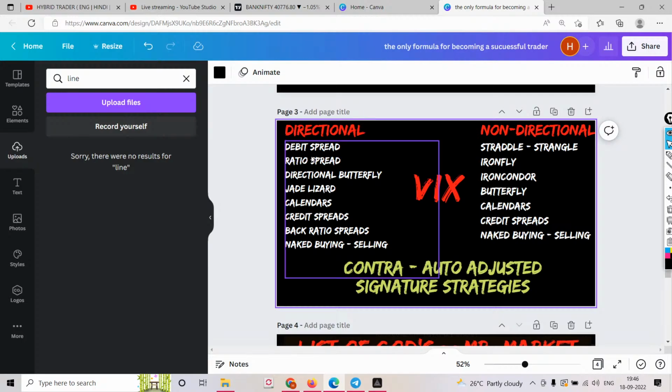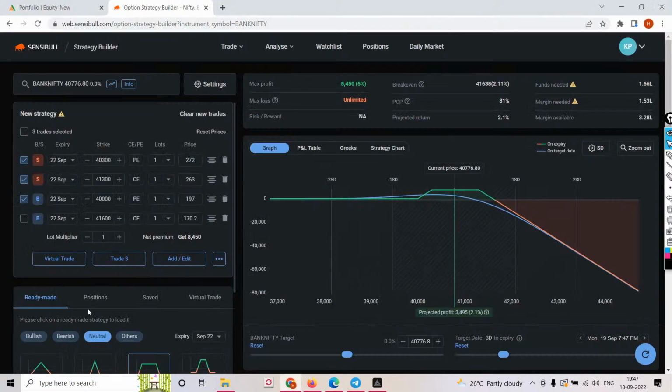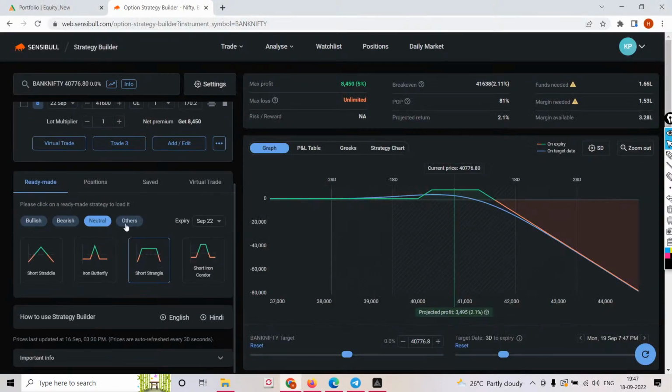We have discussed your debit spread, ratio spread, directional, jade lizards. You can go for your credit spreads, you can deploy calendar spreads, you can go for the back ratio spreads. All these strategies are in the ready-made strategies. This is your put back ratio spread, and this is your call back ratio spread. So this is what I wanted to cover in this session today.